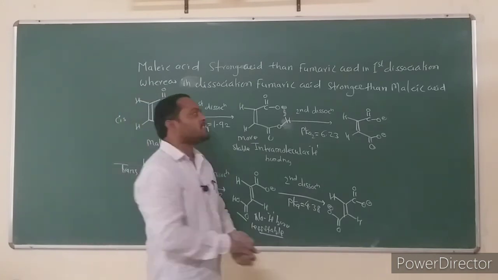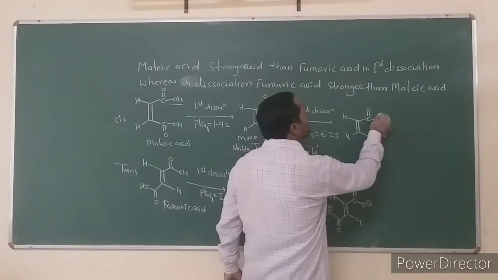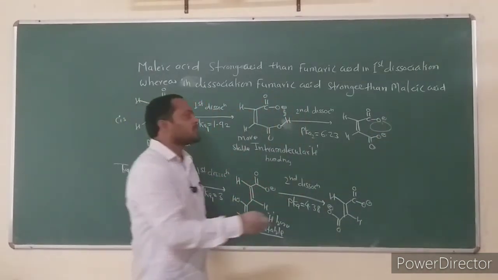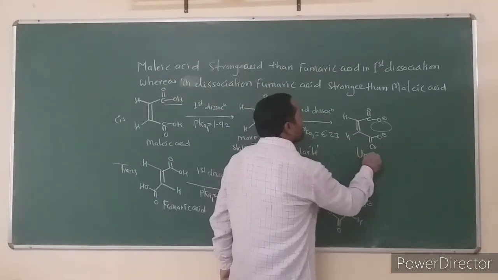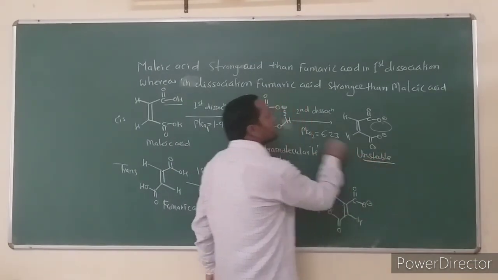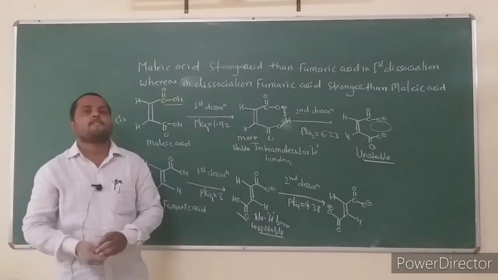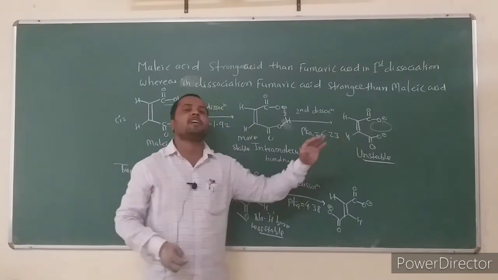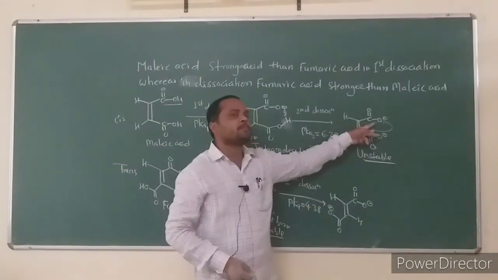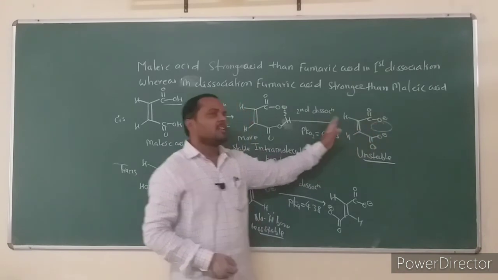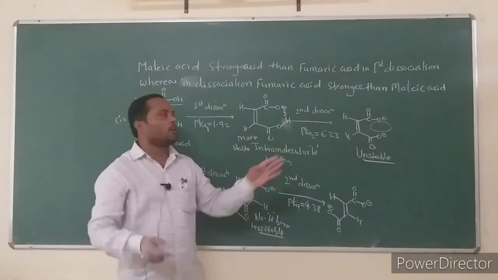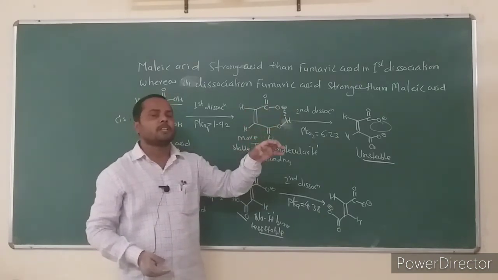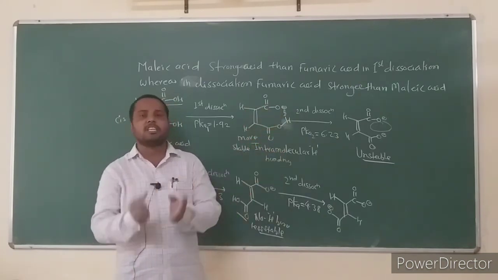If donation takes place, then two negatively charged oxygen atoms are close to each other. Then same charge repulsion occurs. It is unstable. Due to same charge repulsion, the conjugate base of malic acid after the second dissociation is very unstable, due to the two oxygens. The dissociation is difficult. Why? The hydrogen atom is involved in intramolecular hydrogen bonding, and its dissociation is difficult. It does not dissociate easily.